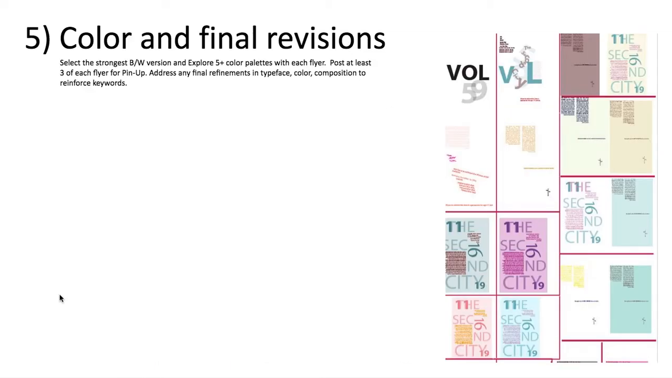And then 5, you're going to do color and final revisions. Select the strongest black and white version and explore 5 or more color palettes with each flyer. Post at least 3 of each flyer for pinup. Address any refinements in typeface, color, composition to reinforce keywords. So yeah, very much like the last assignment.